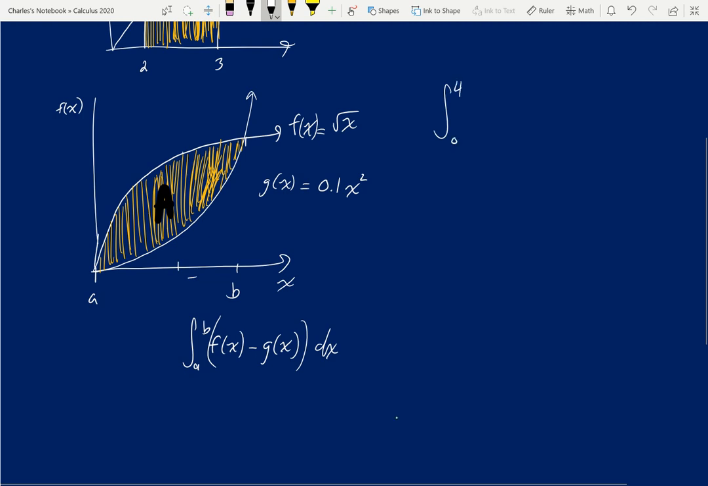So this is like the integral from 0 to 4.642 of, now I have to figure out which one is on top, which is the square root of x, and I have to figure out which one is on bottom, minus 0.1x squared dx.